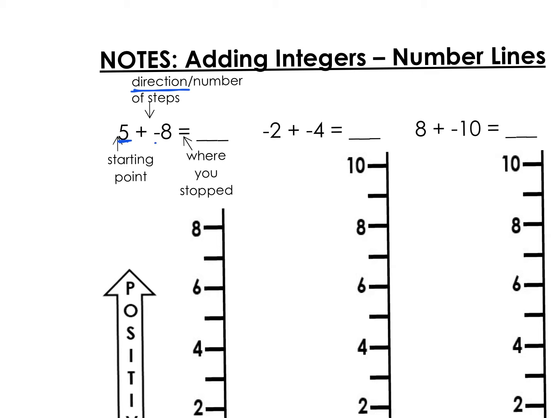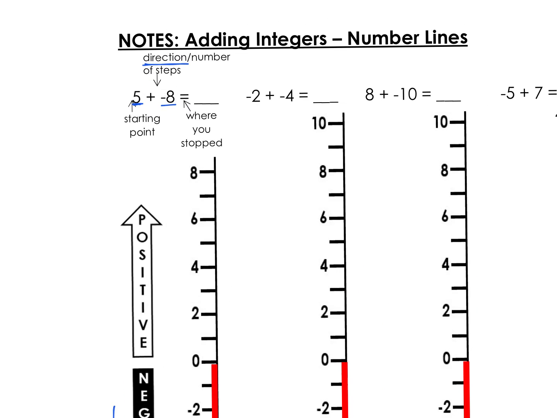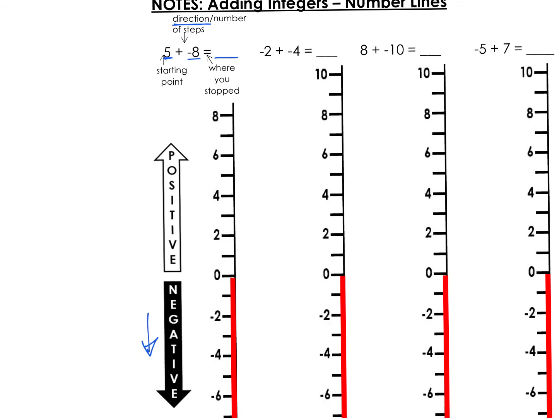So we have a negative 8 here, which means we're going to go 8 steps in the negative direction. Okay, so the positive direction is going up and negative direction is going down. Wherever we land, where we stop, will be our final answer. Okay, so we are again starting at positive 5. So I'm going to find positive 5 on my number line.